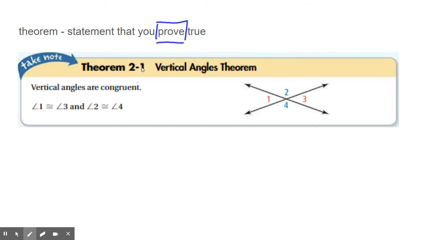But here's our first theorem. And again, this is about vertical angles. Very, very, very important. It's called the vertical angles theorem. It says that vertical angles are congruent. And you might have thought about this when we talked about vertical angles a couple slides ago in the other video.